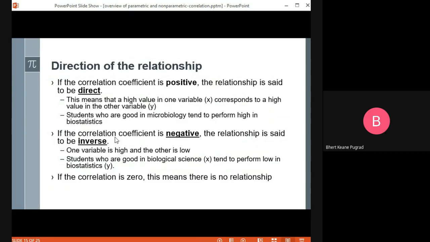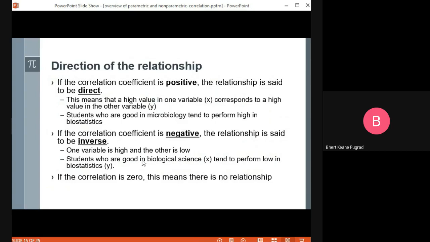So if the relationship coefficient is negative, the relationship is said to be inverse. So this means that one value is high and the other value is low. So pataas yung isa, pababa naman yung isa. So let's consider this example. Students who are good in biological science tend to perform low in biostatistics.